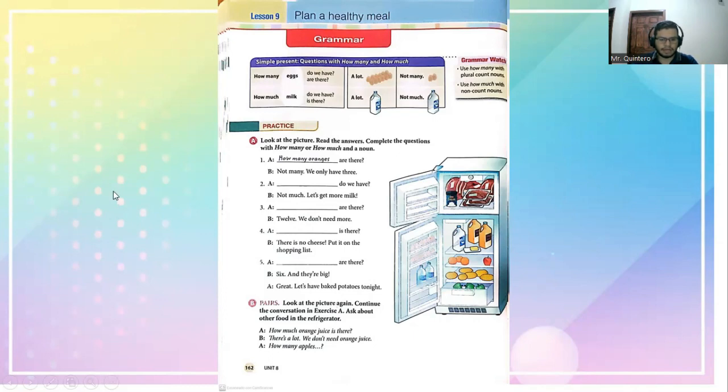Okay, look at the pictures again. Continue the conversation in exercise A. Ask about other food in the refrigerator. Yeah, for example, we have apple juice. We have steak. We have chilies. How much orange juice is there? There's a lot. We don't need orange juice. How many apples? How many apples? Only 1 apple. We need more apples. So you're gonna put it in on the shopping list.